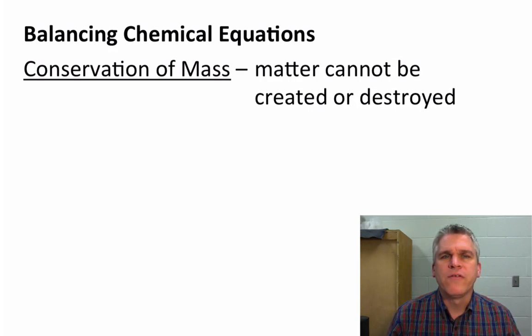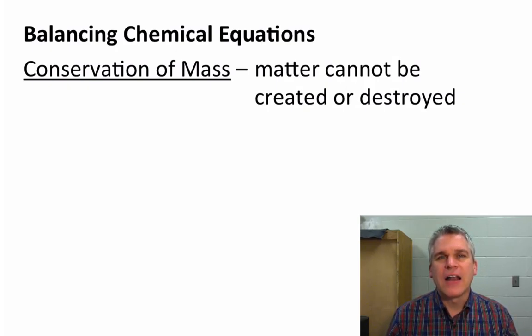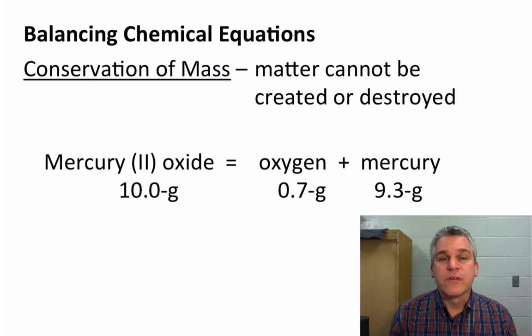Now you may recall from our previous video that there is a law of science called the conservation of mass, which basically says that matter cannot be created or destroyed. And we always have to follow this law. The example that we gave was that if we took mercury 2 oxide and broke it down into oxygen and mercury, the amount of mercury 2 oxide that we have at the beginning of the reaction has to be equal to the amount of oxygen and mercury we have at the end of the reaction. And when we write chemical reactions, we have to show that this is true. So that's what we're going to be practicing today: how do we balance chemical equations.